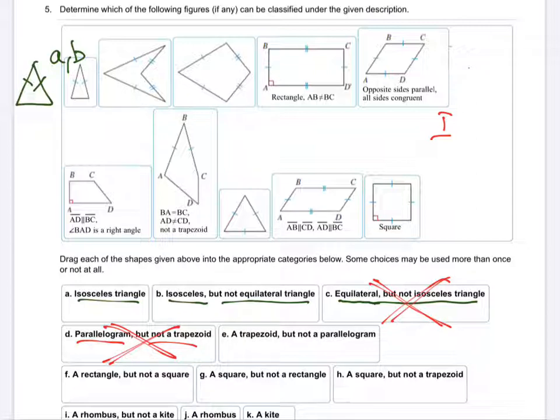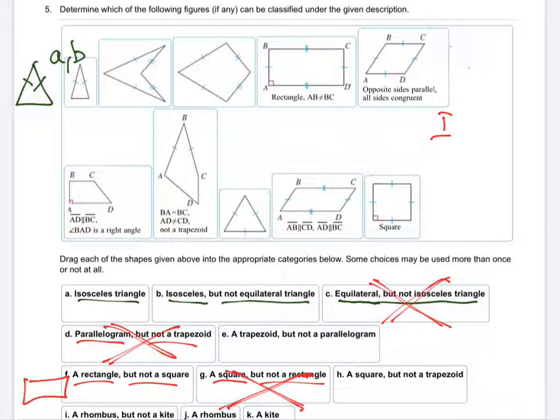How about here, a rectangle, but not a square? Can you be a rectangle, but not a square? Yeah, you're a rectangle, but you're not a square. Can you be a square but not a rectangle? No, that's another fake category, right? Because if we're a square, then we're a perfect rectangle, huh?